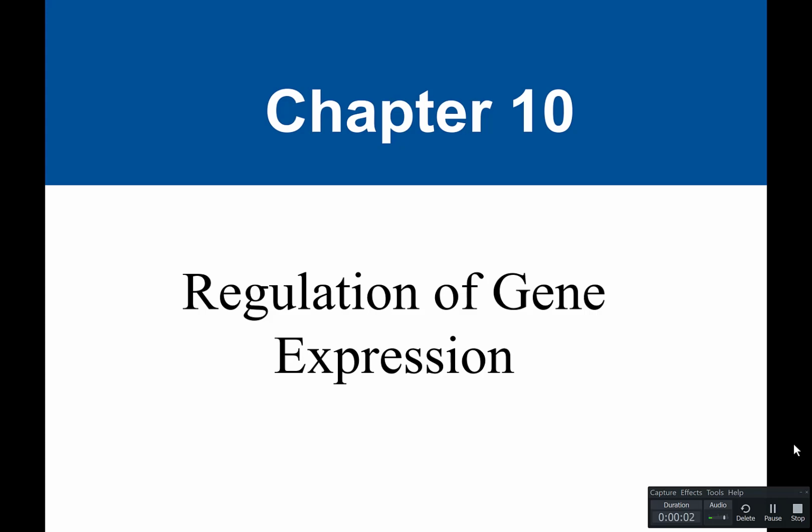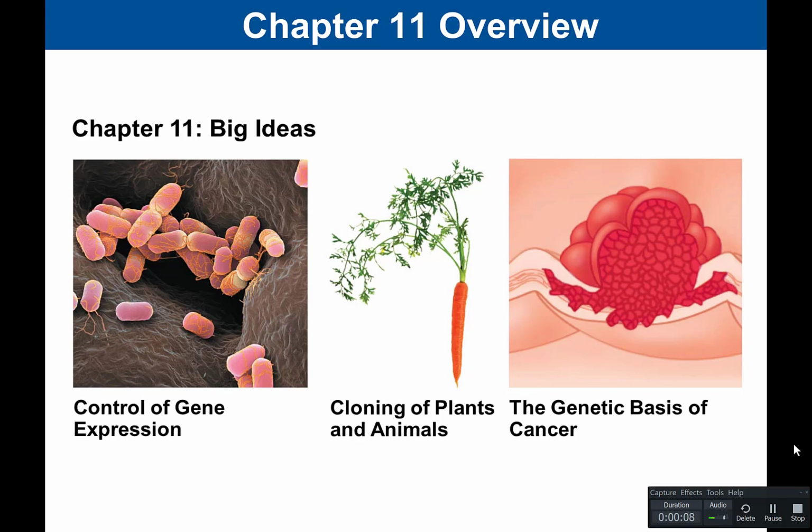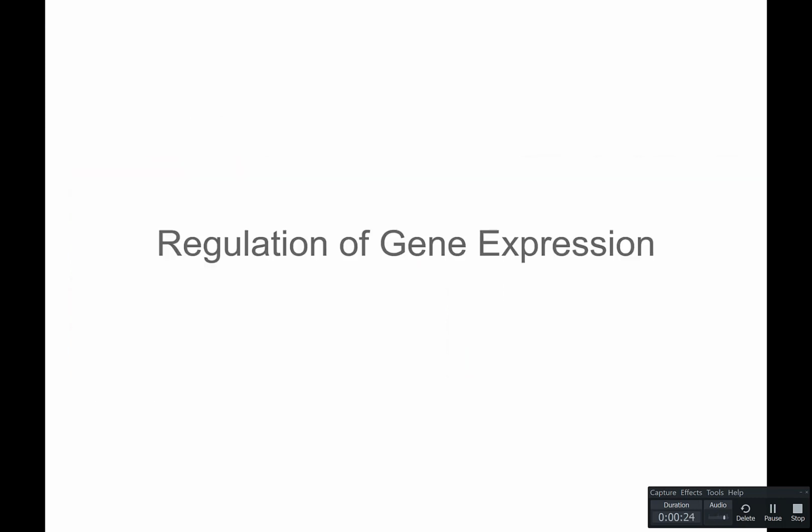So in this chapter, we're going to look at regulation of gene expression. An overview of this chapter: we're going to start by looking at control of gene expression. Then we will move on to talk about the cloning of plants and animals. And then finally, we will conclude with the genetic basis of cancer. So let's start off with our regulation of gene expression.